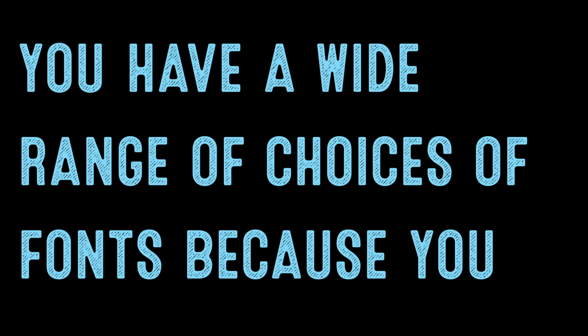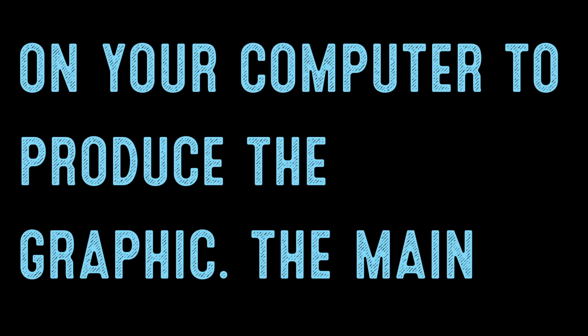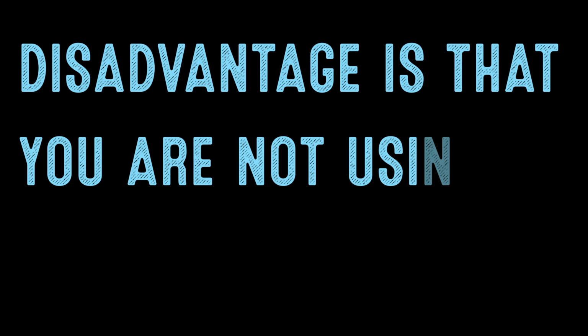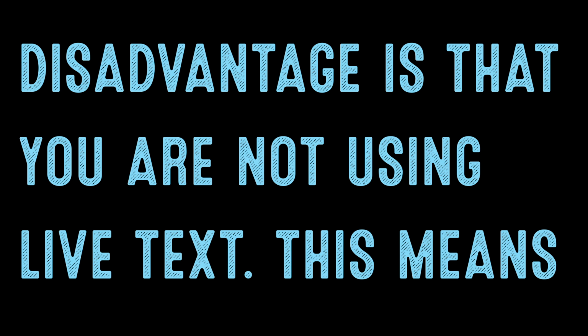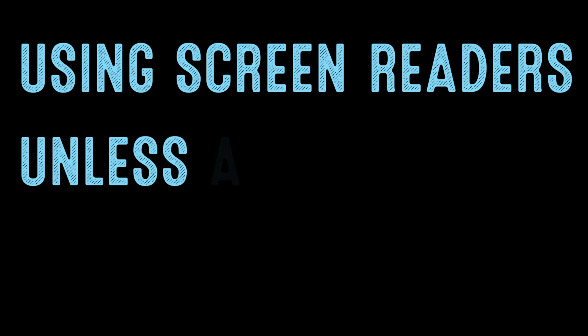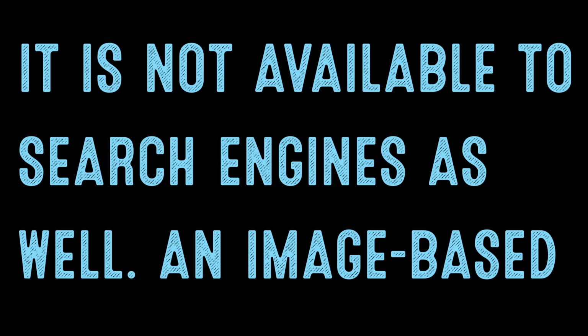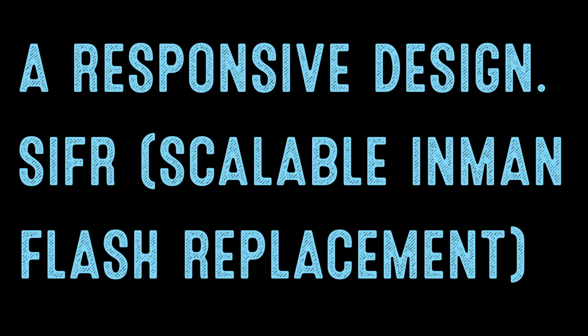With image replacement, you create a graphic that contains the text as you want it to appear. The advantage is that you have a wide range of choices of fonts because you can use any typeface as long as you have a license to use it on your computer to produce the graphic. The main disadvantage is that you are not using live text. This means any text content in an image is not available to those using screen readers unless alternative text is included, and it is not available to search engines as well. An image-based method may be difficult to scale properly in a responsive design.